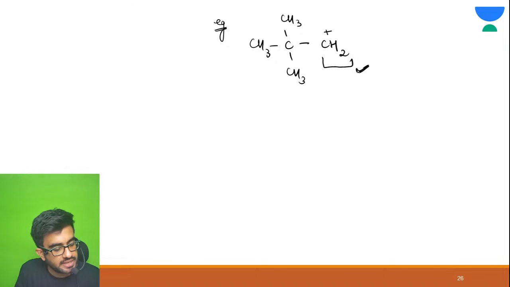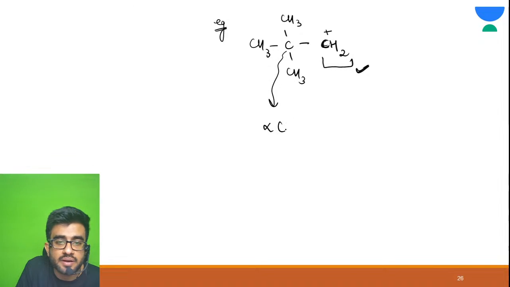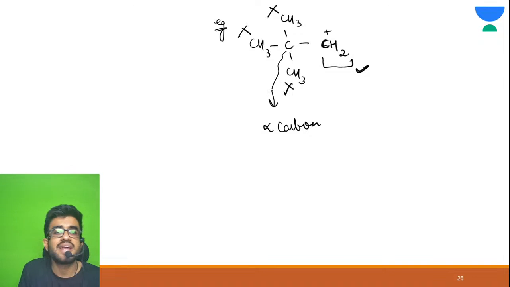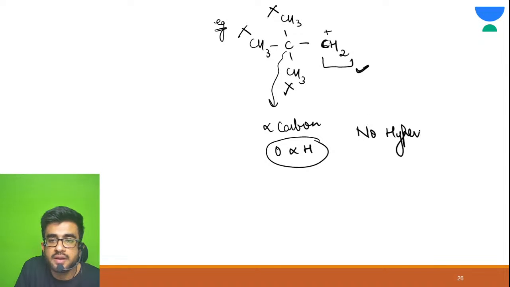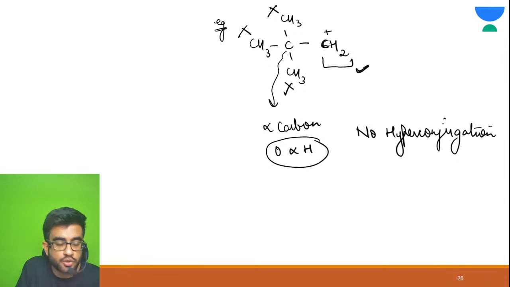We need to see the carbon which is directly attached with this positive charged carbon. Only this carbon is your alpha. The others are not directly attached. So if this is your alpha carbon, it has no hydrogen. So 0 alpha hydrogen. If 0 alpha hydrogen, this means no hyperconjugation. Are you able to understand this?